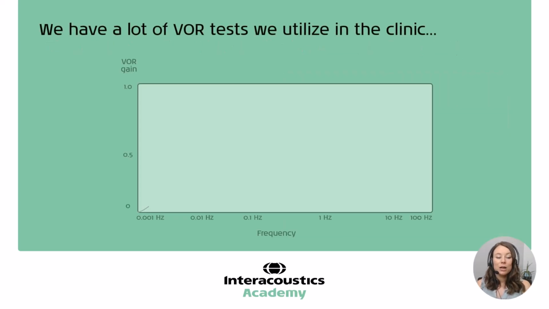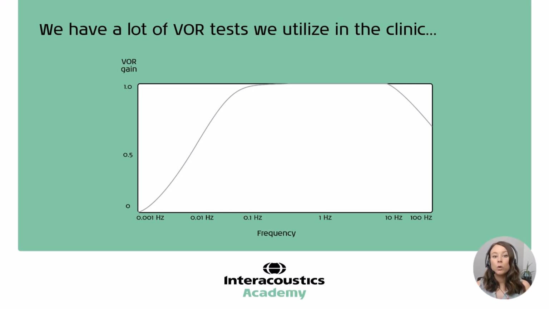Now, in the clinic, we already have a ton of VOR tests that we utilize on a daily basis. And really, they're focused on low speed of head movement versus faster speed. We know that daily head movements sit in about this mid-frequency range, and we like to test below, throughout that head range, and even above it. So the caloric test many of us use is the lowest frequency evaluation.